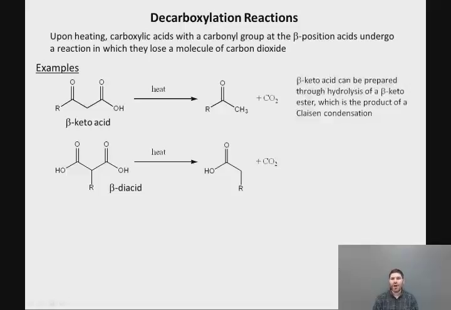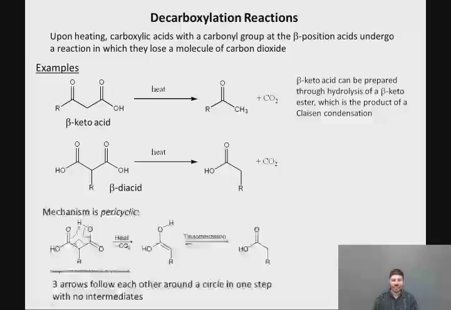Recall that a beta keto acid can be prepared through hydrolysis of a beta keto ester. And a beta keto ester, of course, is the product of a Claisen condensation. So that's why we're talking about this reaction in this context.